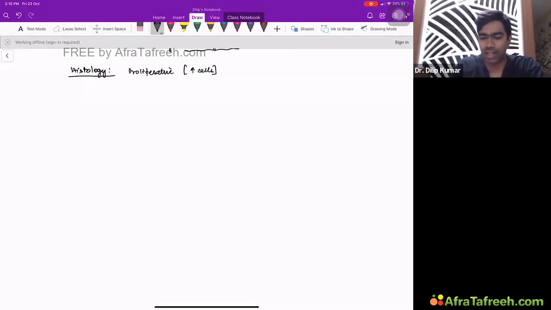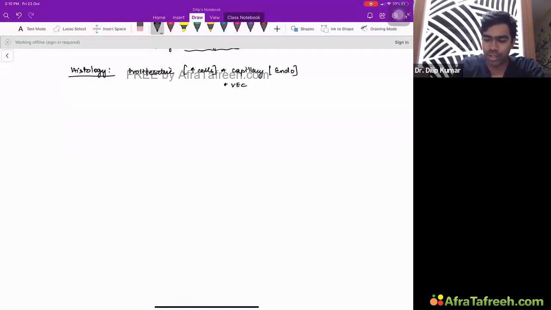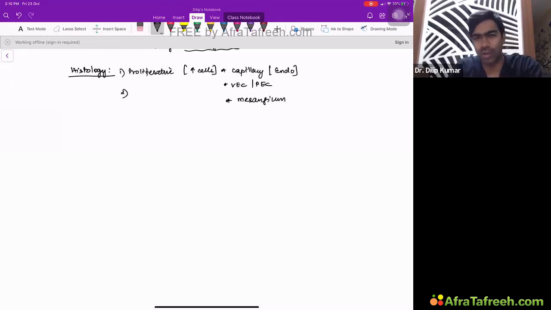It could be any kind of cell, for example a capillary endothelial cell, a visceral epithelial cell, a parietal epithelial cell, or even a mesangial cell. But some cellular component is proliferating. This is what we call proliferative pathology, number one. Apart from that, we have sclerosing pathology. Sclerosing means fibrosis, nothing but scar tissue.